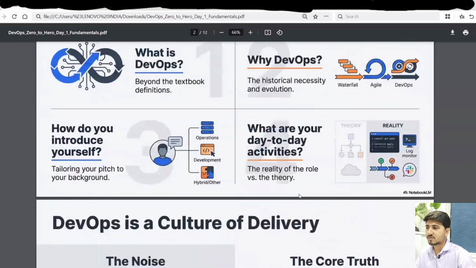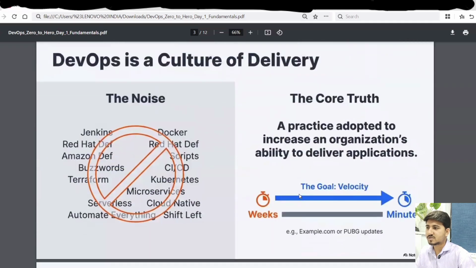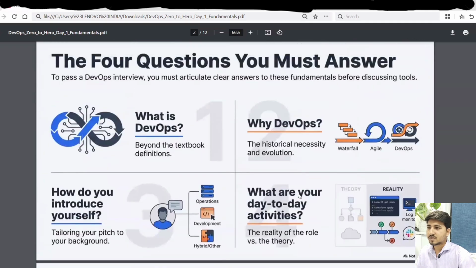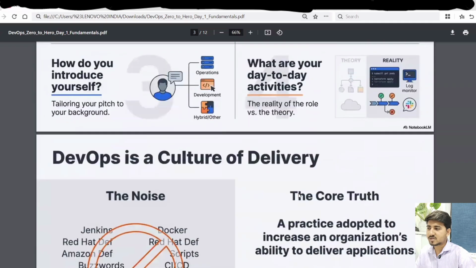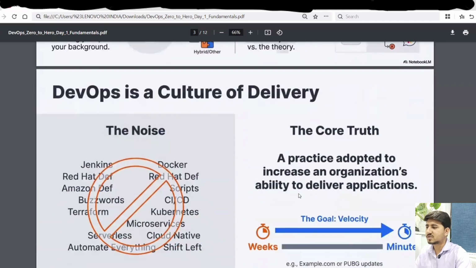Let's see what we have learned: there are four things in DevOps. DevOps is not just buzzwords like Red Hat, Jenkins, Docker, Amazon, scripts, CI/CD, Kubernetes. Ultimately these are the tools we use in DevOps, but they are not the only thing that comes under DevOps. So what is the main thing that comes under DevOps?